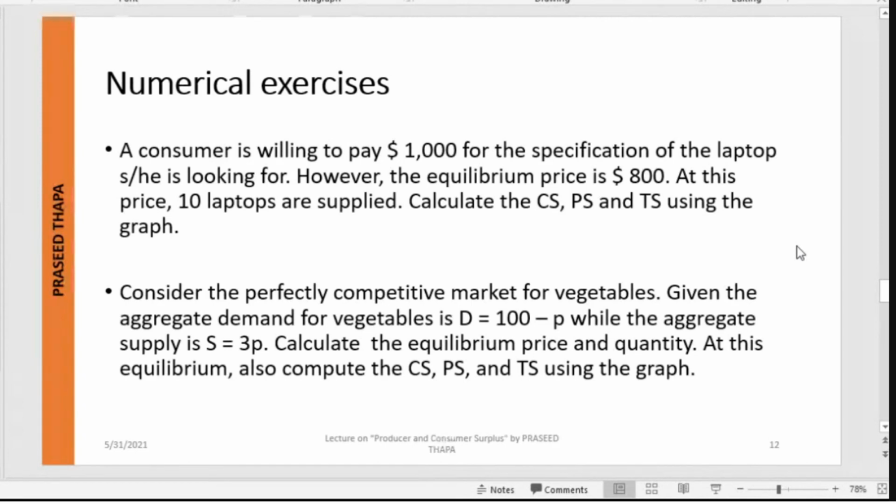Okay, and this is how we can calculate. Half base into height means 1 by 2 multiplied by 75 multiplied by 25 will give you the producer surplus, and your total surplus is the sum total of your consumer surplus and the producer surplus, which we will get when we add the values of our consumer surplus and the producer surplus.